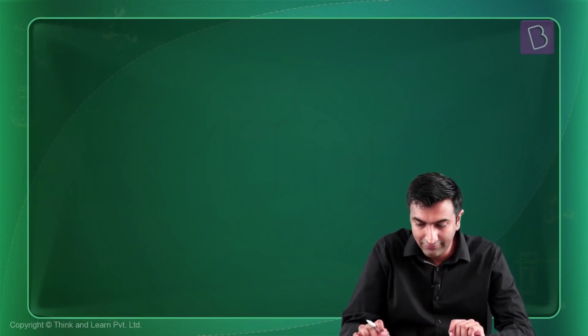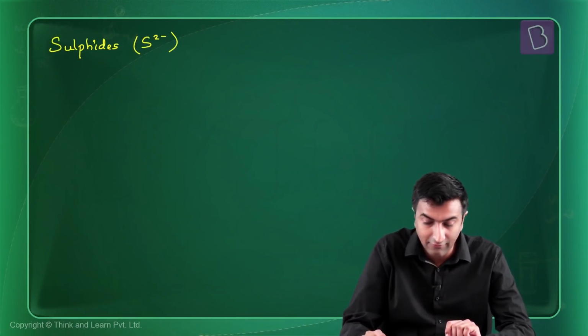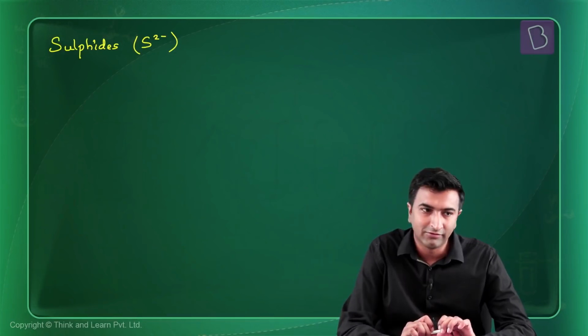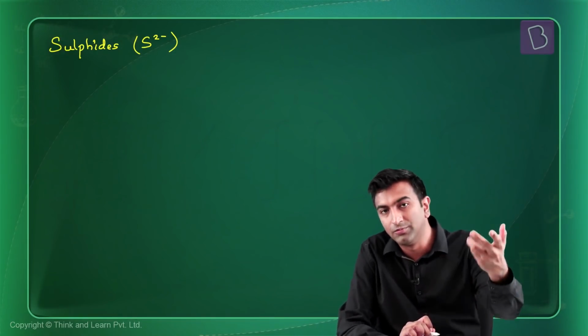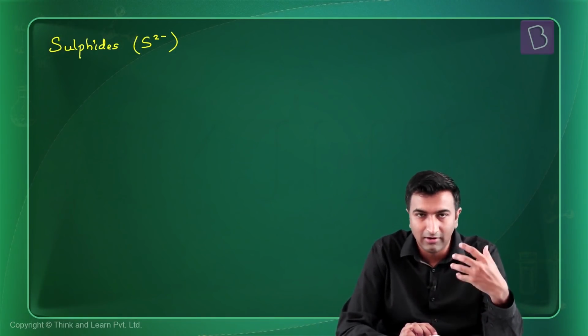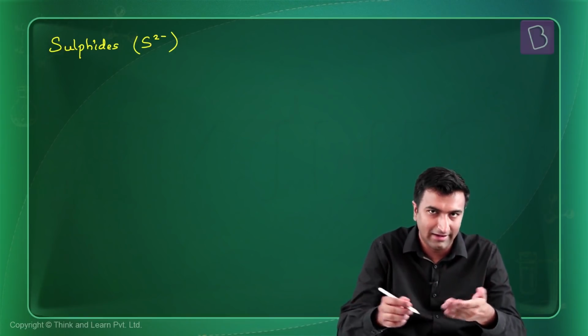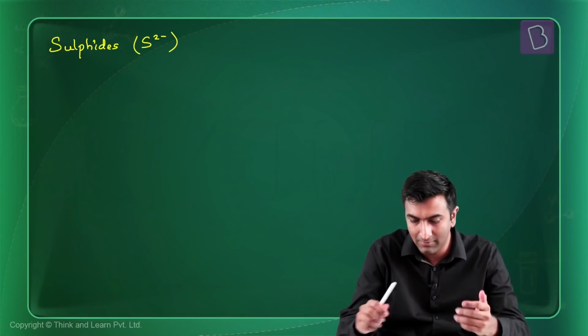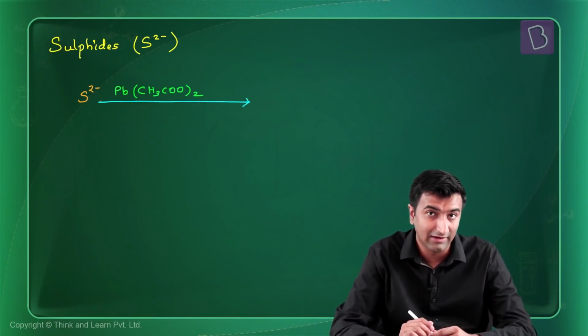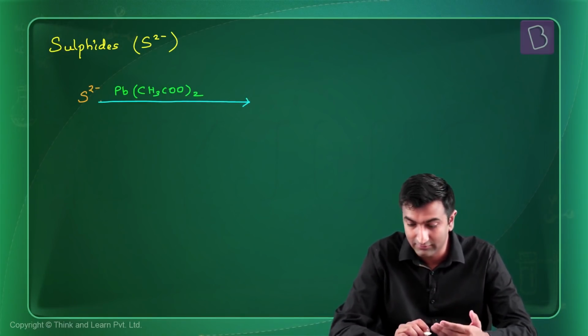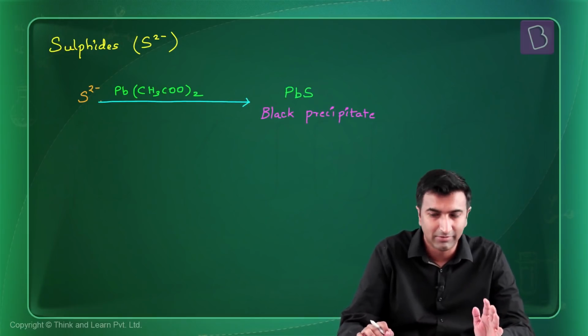Now, the only thing that's left is sulfide. Interestingly, sulfide is similar to what you would do for group 2 cations. You add lead, right? You get a black precipitate, PbS. So same idea here. Here we add lead acetate, and if sulfide exists, it gives you a black precipitate. This is a preliminary test.